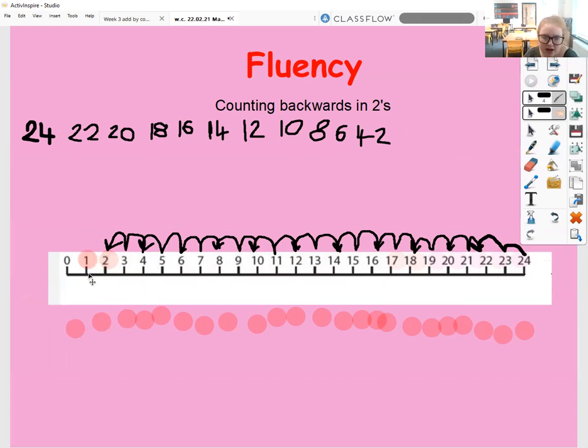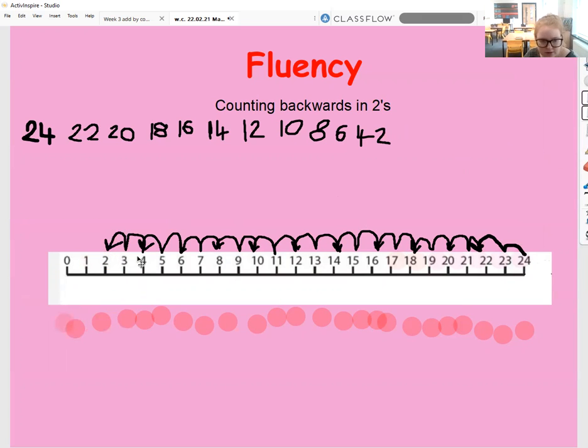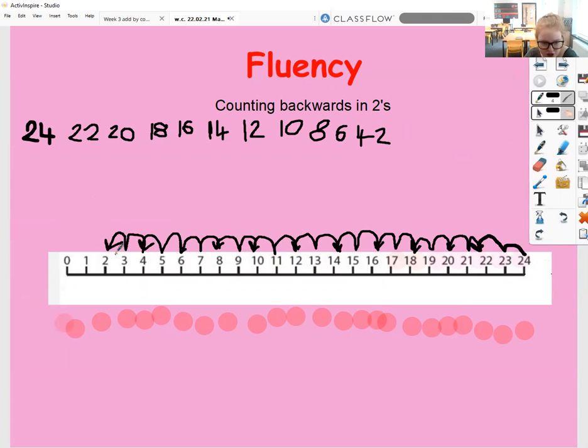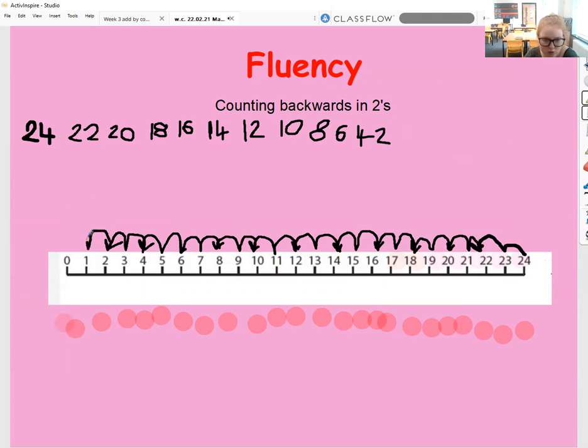I'm going to take away 2 more counters. I'm going to start on my first part. So my first part is 2. I'm going to jump back 2 more spaces. 1, 2. My remaining part is 0 because there are 0 counters left on my number line.